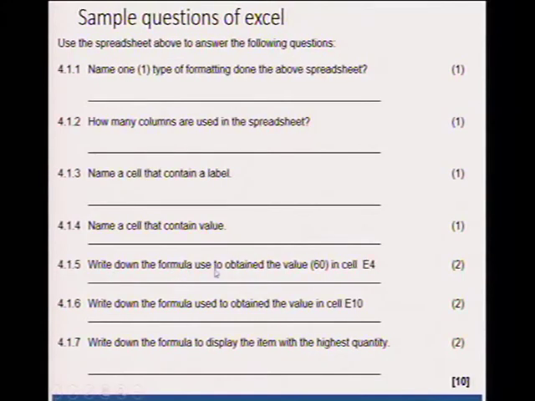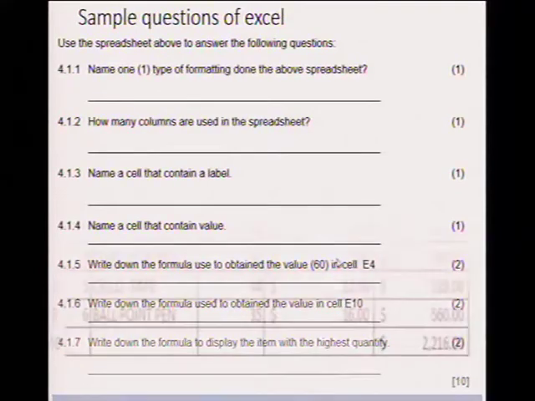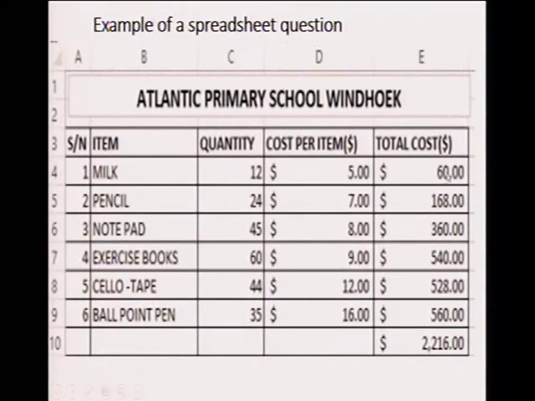Write down the formula used to obtain the value 60 in cell E4. Let's go back to cell E4. This is cell E4. Write the formula that was used to obtain that 60. How did I get the 60? I multiply 12 by 5 to get this 60.